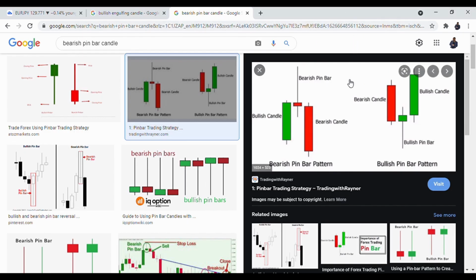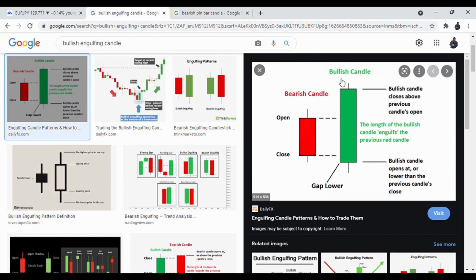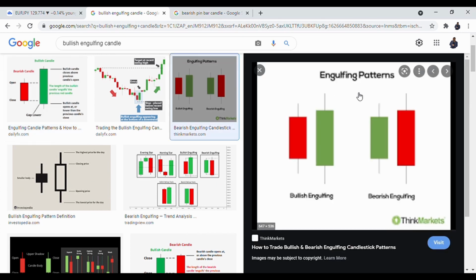Alright, so basically the 2 things that we're going to look at is the bullish pin bar pattern, the bearish pin bar pattern, which is basically the reverse of each other, and we're going to look at the bullish and bearish engulfing pattern. So I think this is probably a better example.